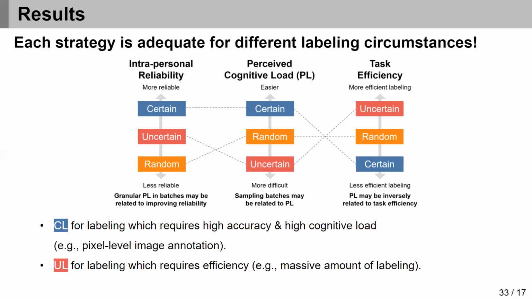We also found that, surprisingly, UL achieves the most efficient labeling. Therefore, UL could be used for labeling which requires high efficiency, such as labeling a massive amount of data samples. Now, let's look at each result a little more closely.